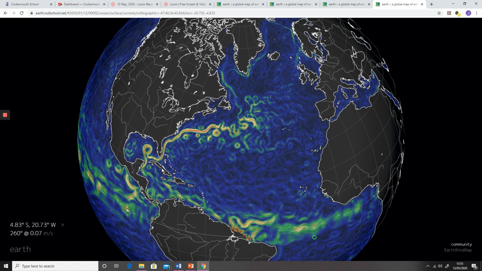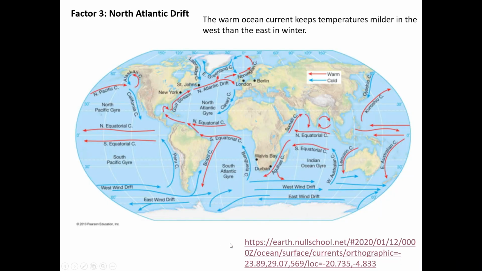But what we're interested in is the fact this North Atlantic Drift, this North Atlantic current comes up here, and just in the winter, I mean, it's there all year round, but in the winter, it just makes the temperatures slightly warmer, slightly milder in the west of the UK than it does on the east.